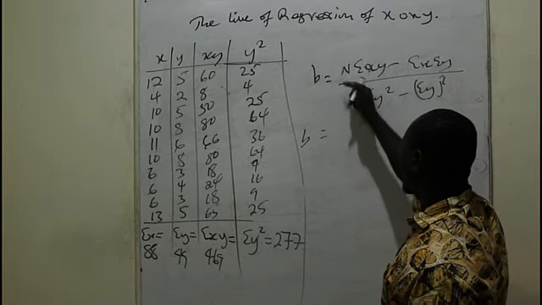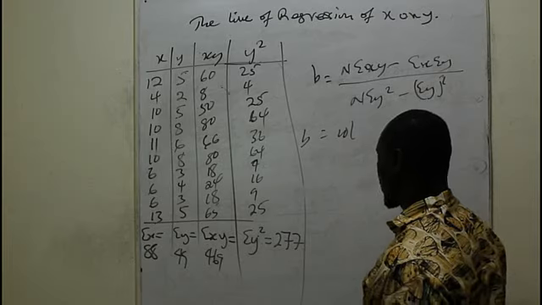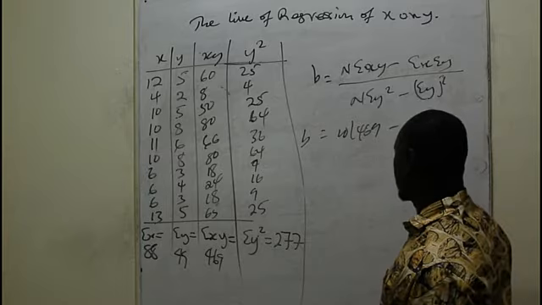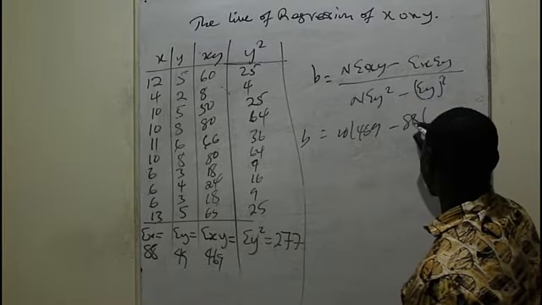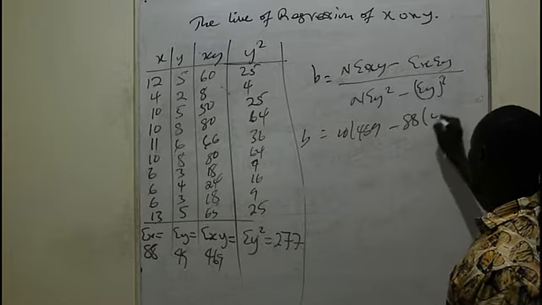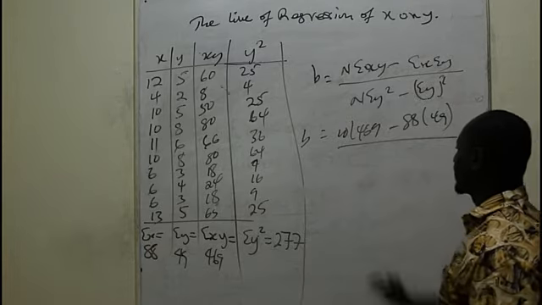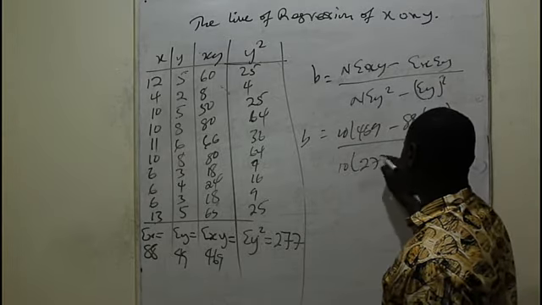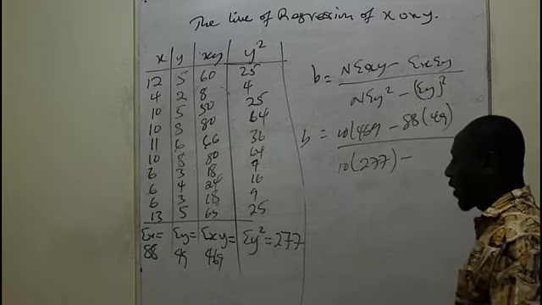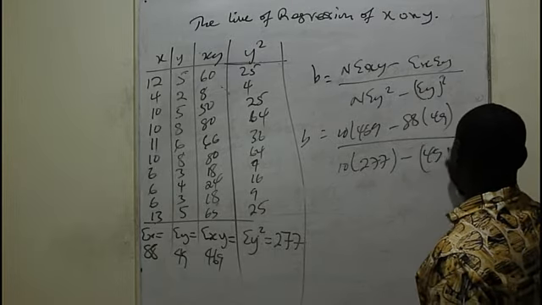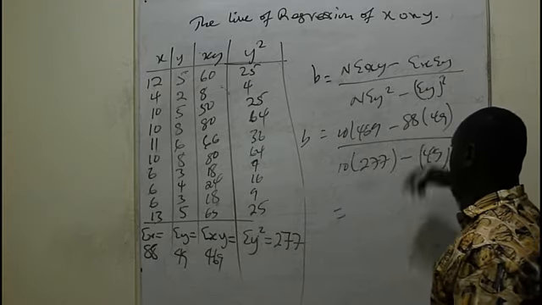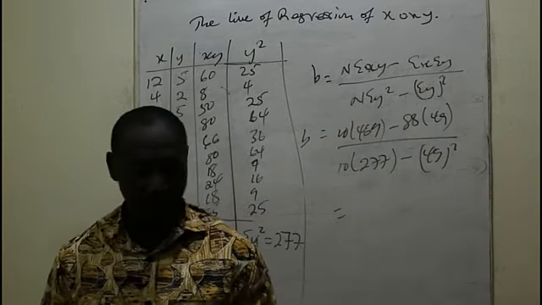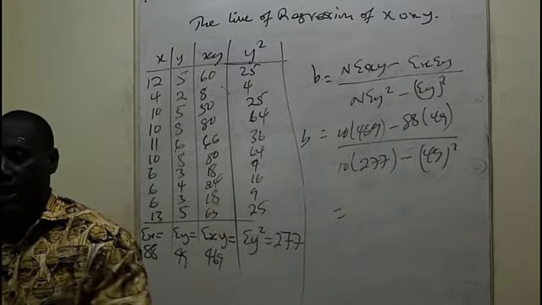B is now equal to n, which is 10, into summation of xy, which is 469, minus summation of x, which is 88, times summation of y, which is 49, all over n, which is 10, times summation of y squared, which is 277, minus summation of y all squared, and that is 49 squared. And so if you simplify this one, you're going to get an answer. So you can take your calculator. I can take my calculator to do those additions.